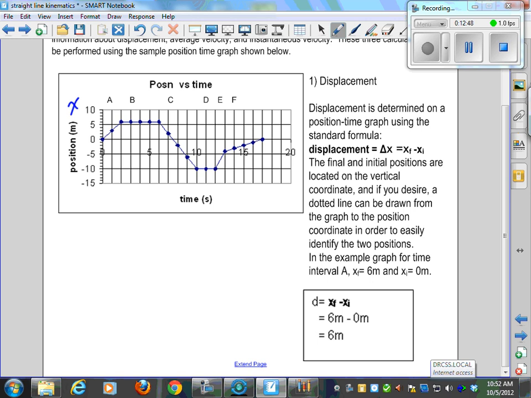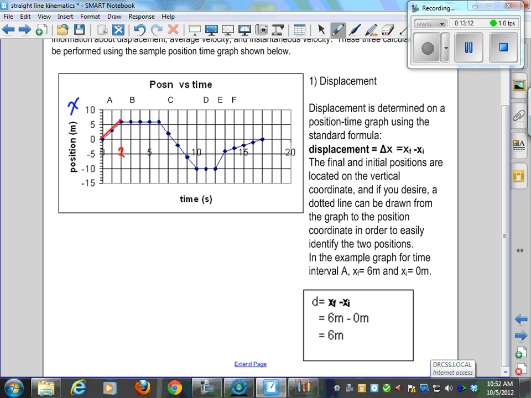So, the final and initial positions are located on the vertical coordinate, that's the y-axis, and if you desire, a dotted line can be drawn from the graph to the position coordinate in order to easily identify the 2 positions. In the example graph for the time interval A, now you'll see right here, A is this interval right here, from 0 to 2 seconds, right? So A is from 0 to 2 seconds.